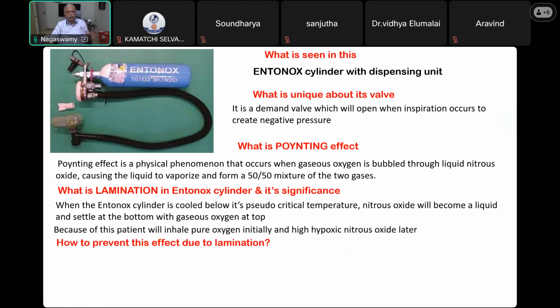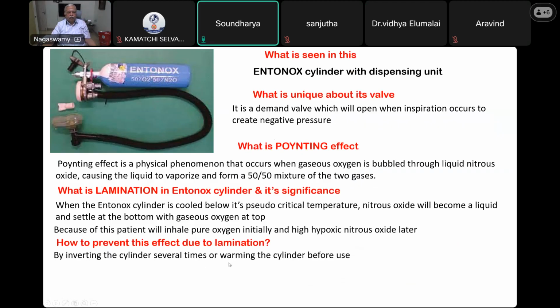Supposing somebody has kept it in the cold and you need it immediately, what can you do? Quick remedy: by inverting the cylinder several times or warming the cylinder before use. Very easy. You can just warm the cylinder or turn it upside down several times. Twist it this way and that way. It will mix and it will form a vapor.